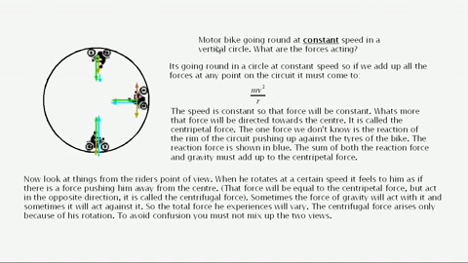Let's have a look at this little example here. What we've got is a vertical track and a motorbike going around it at a constant speed. And the question is, what are all the forces that are acting on it? It's going around in a circle at a constant speed.